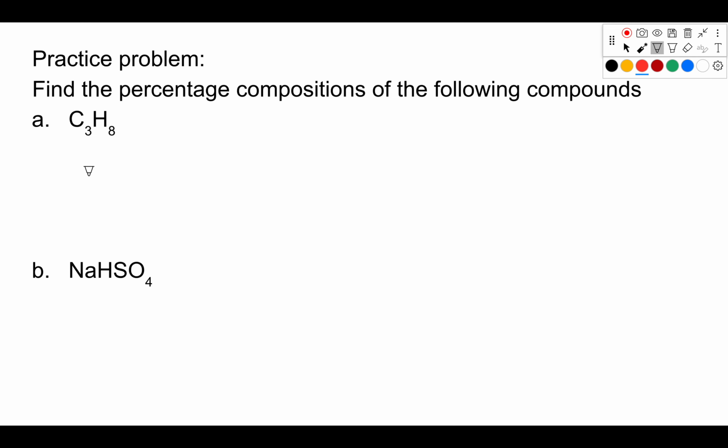All right. So we got to start by calculating molar mass. So we know carbon is 12.01, and we're going to have to take that times 3. And then hydrogen is 1.01, and we're going to have to take that times 8. So if we run those calculations, we will, I'm certain, come up with numbers.